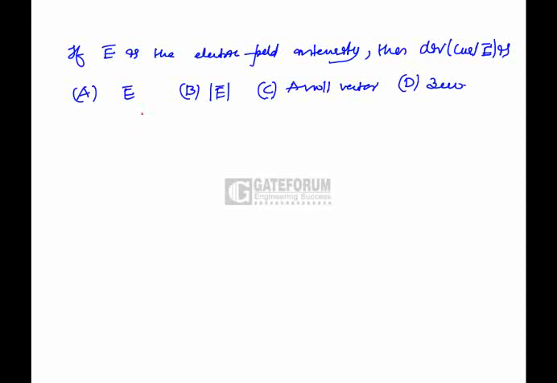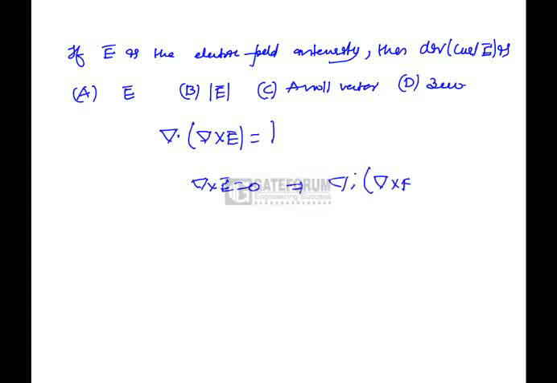You have to find div of curl E. Okay, curl E bar is equal to 0. Now what is div of curl E? Div of curl E is also equal to 0. That is, option D is the correct answer.